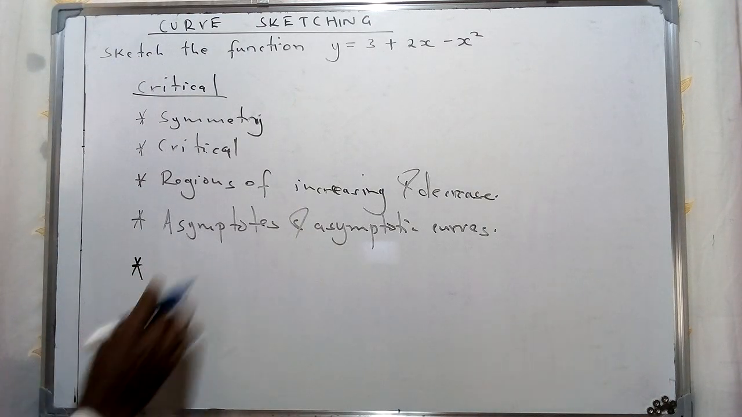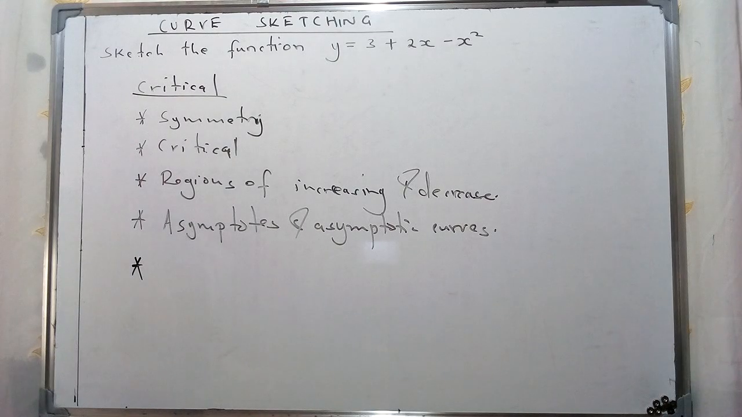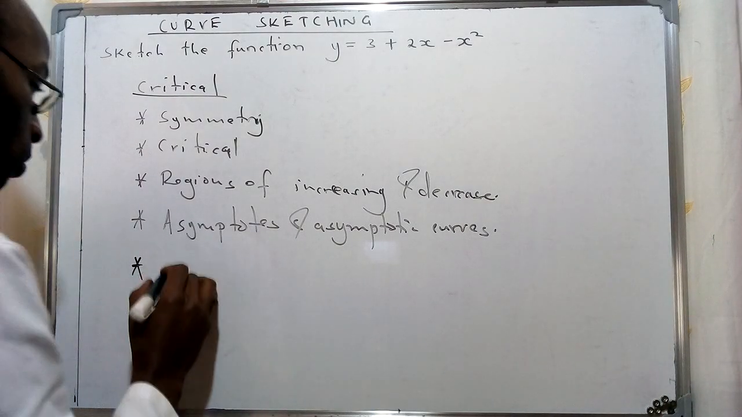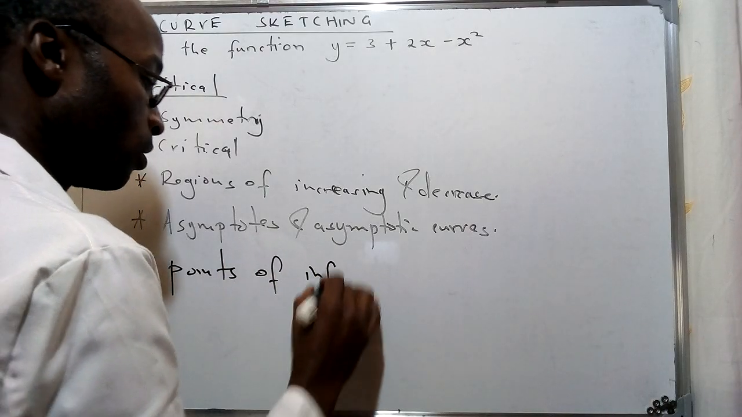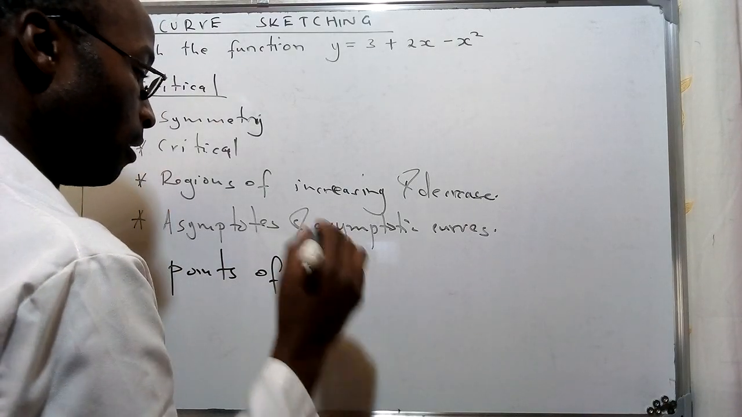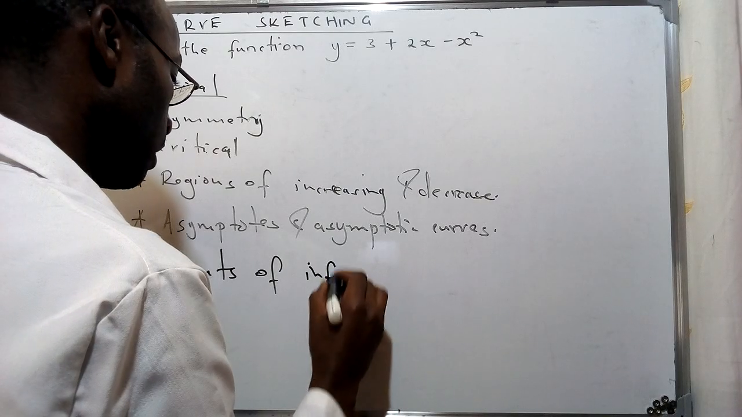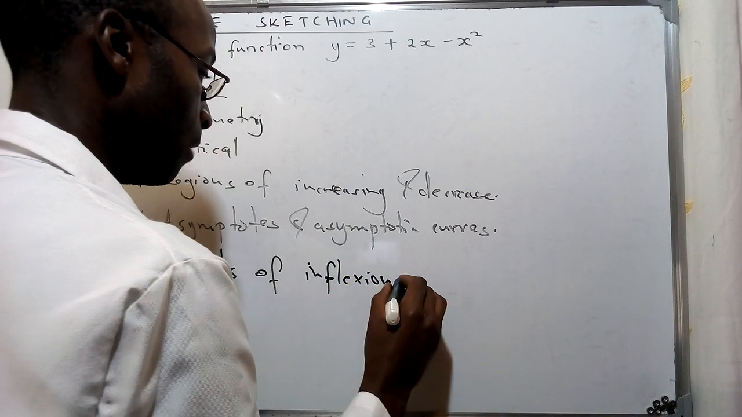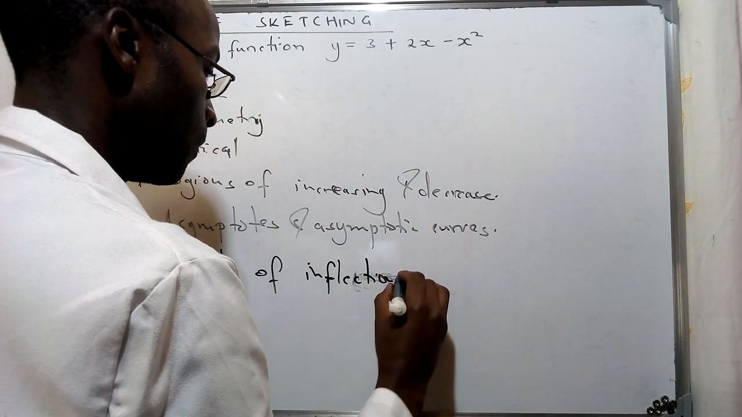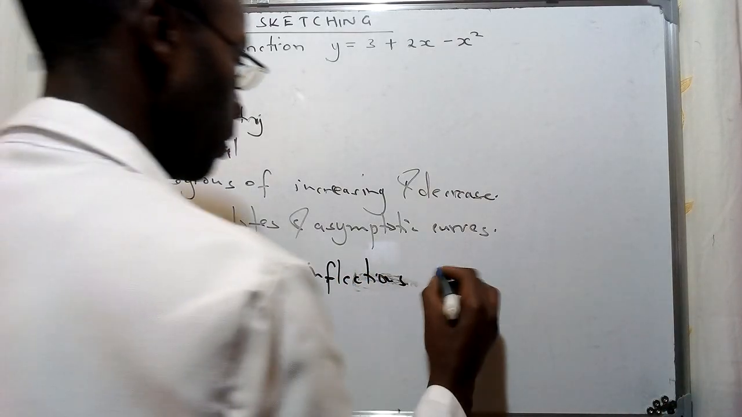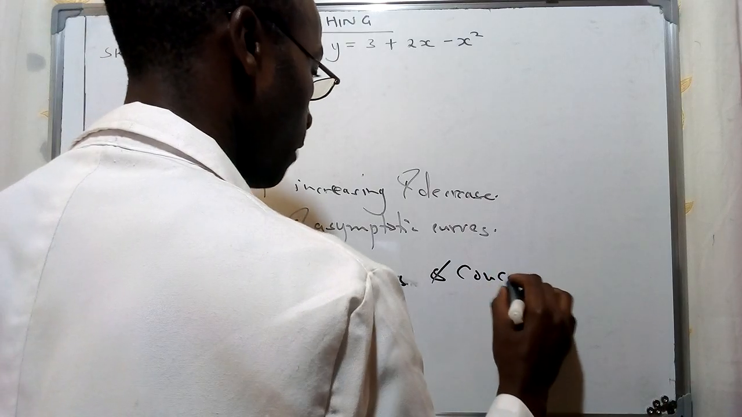Apart from having the knowledge of asymptotes and asymptotic curves, we're also required to identify the points of inflection for the horizontal, rising and falling curves, which we have already done in some of our videos. These are the points of inflection, which we have already looked at, and what we refer to as concavity.